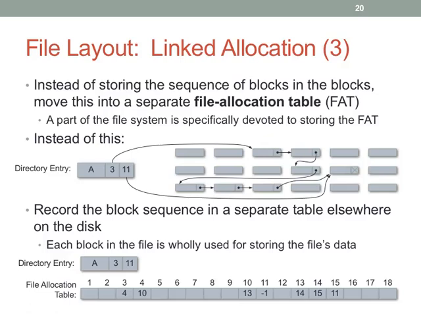And each entry says, here's the block that comes after this block. So the directory entry says file A starts at block 3. And so you go and look in the file allocation table. Block 3 says block 4 is the next block. You go to block 4, it says block 10 is the next block, and so forth. And you can use this to chase through the contents of the file.